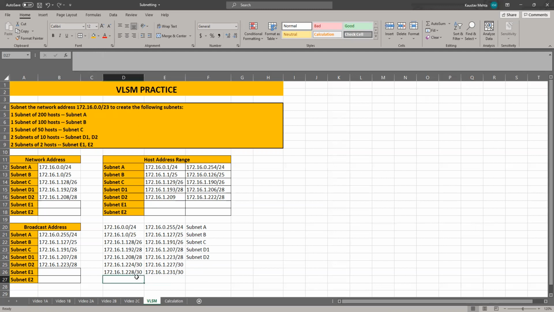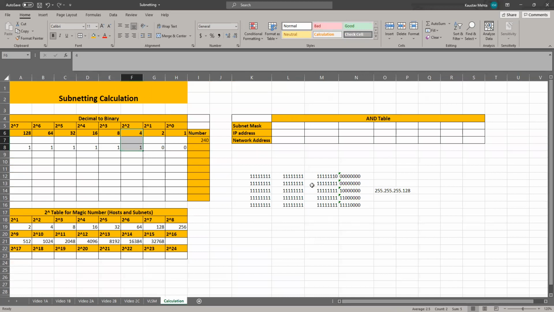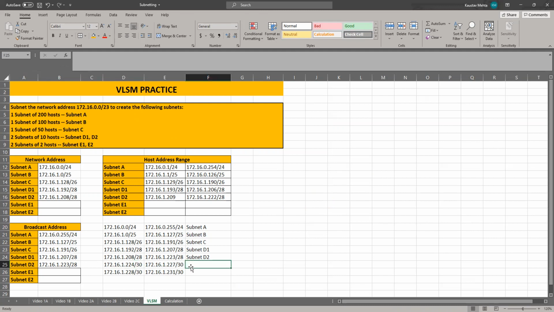So we can still make two more subnets, because subnetting a /28 into a /30 means we're adding two additional subnet bits, which means we're making four subnets out of this, but we just need two. So we can leave it there. This one will become E1 and this subnet will become E2. Now let's add in the host ranges.